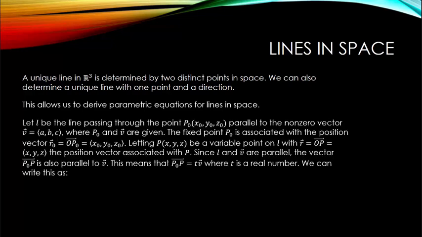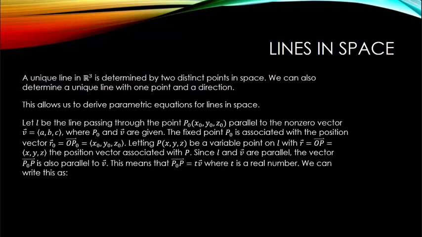We're going to let L be the line that passes through some point p sub 0 defined by the coordinates x sub 0, y sub 0, and z sub 0. And this line is parallel to a non-zero vector given by v equal to the components a, b, c, where p sub 0 and my vector v are already given. The fixed point p sub 0 is associated with a position vector r sub 0, which is equal to the vector O p sub 0, given by the components x sub 0, y sub 0, z sub 0.